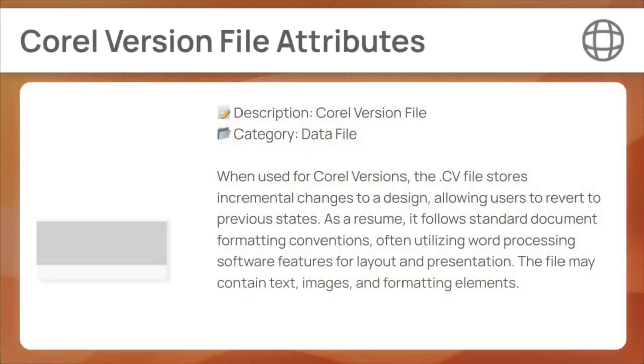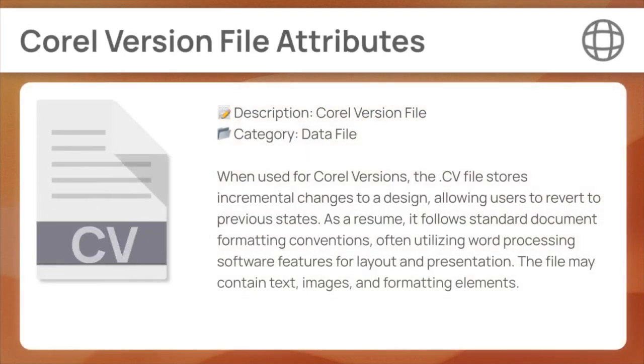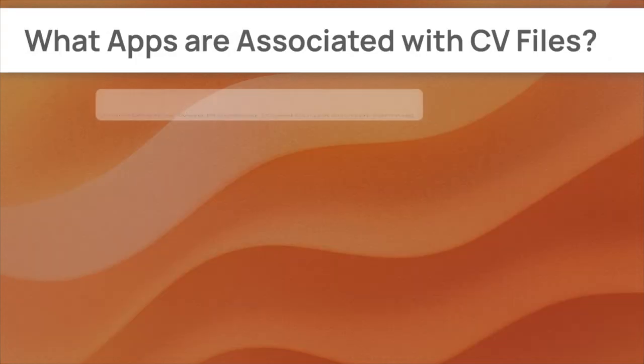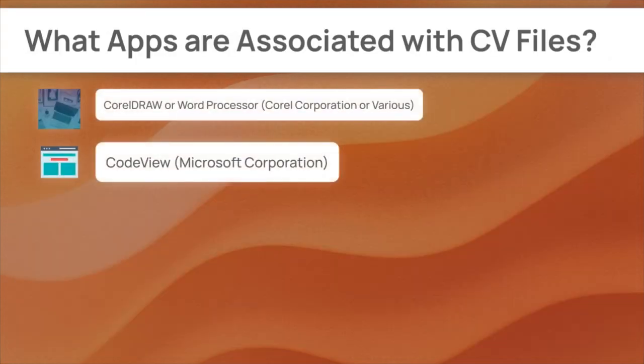When used for Corel Versions, the CV file stores incremental changes to a design, allowing users to revert to previous states. As a resume, it follows standard document formatting conventions. Often utilizing word processing software features for layout and presentation, the file may contain text, images, and formatting elements. For CV, use CorelDRAW or word processor as your initial compatibility check.